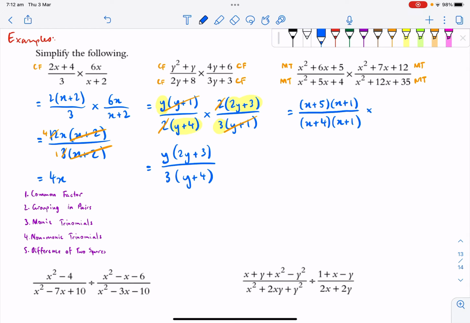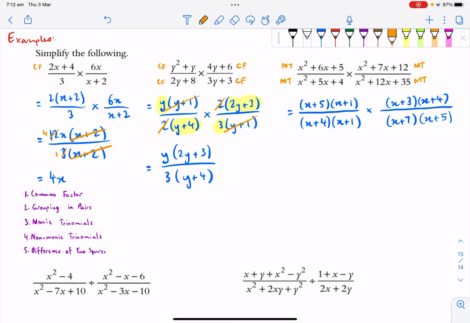We can see here that the sum is 7. The product is 12. And that's easy. The sum of 7 and product of 12, the numbers are 3 and 4. So straight away, with monic trinomials, you just write x plus 3, x plus 4. And then finally, let's look at this fraction. We have a sum of 12 and a product of 35. That is 7 and 5. So 7 plus 5 is 12, and 7 times 5 is 35. So you write that straight away as well.